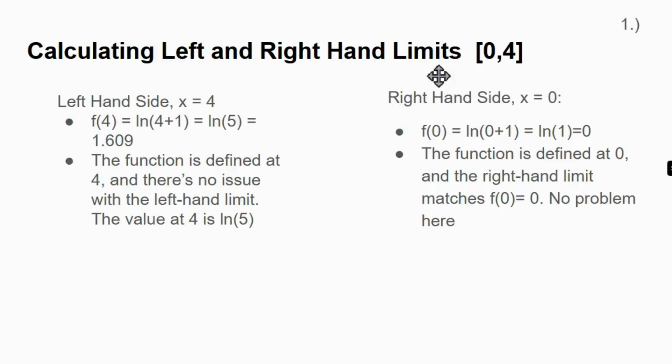Calculating left and right hand limits. So we want to find the value of f of x as x approaches 4 from the left side. So we would plug in 4 for x, and that would give us natural log of 5, which is approximately 1.609, so that would be the left-hand limit. And we do the same for the right-hand side. We would plug in 0 for x, which would give us natural log of 1, which is 0. So 0 would be our right-hand limit.